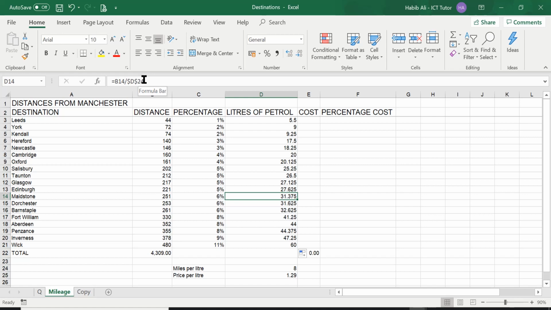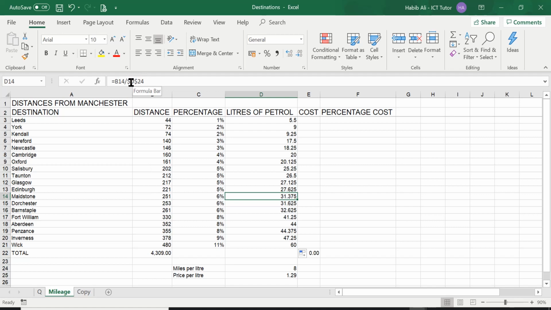It has worked because we have made D24 an absolute reference, because D24, which is the miles per liter, is being used for every single one of these destinations to work out the liters of petrol. So we want the distance to change for each one, which is this reference here, B14, column B. So these are changing, which we need to. So this is a relative reference. And remember, I said relative references change as I replicate one down.